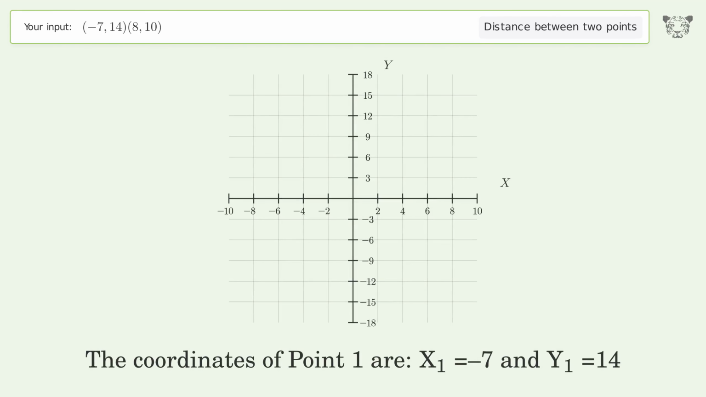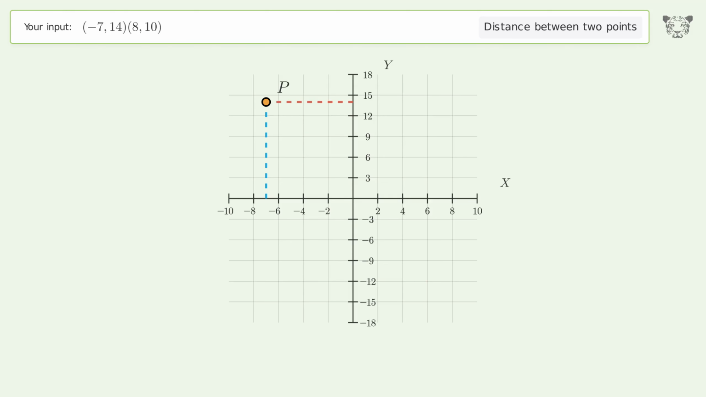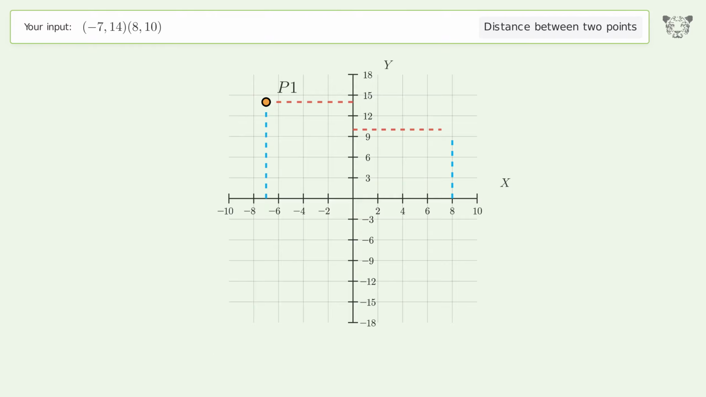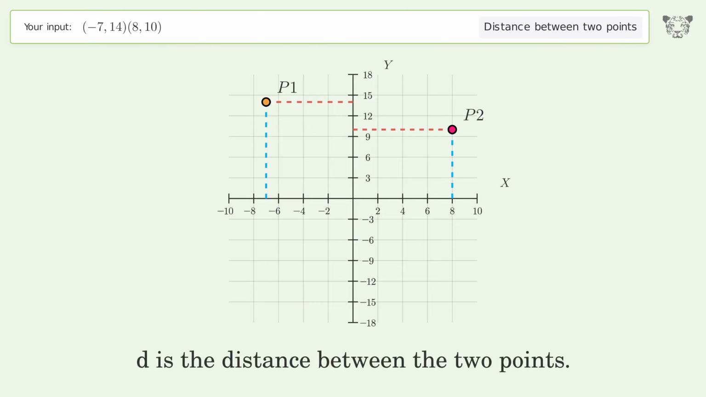The coordinates of point 1 are x1 equals -7 and y1 equals 14. The coordinates of point 2 are x2 equals 8 and y2 equals 10. D is the distance between the 2 points.